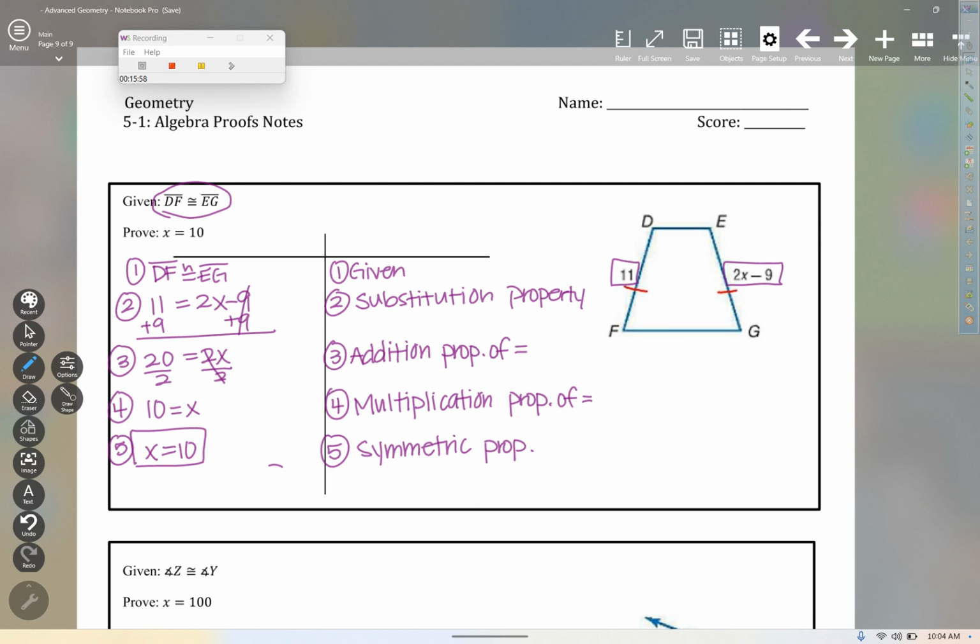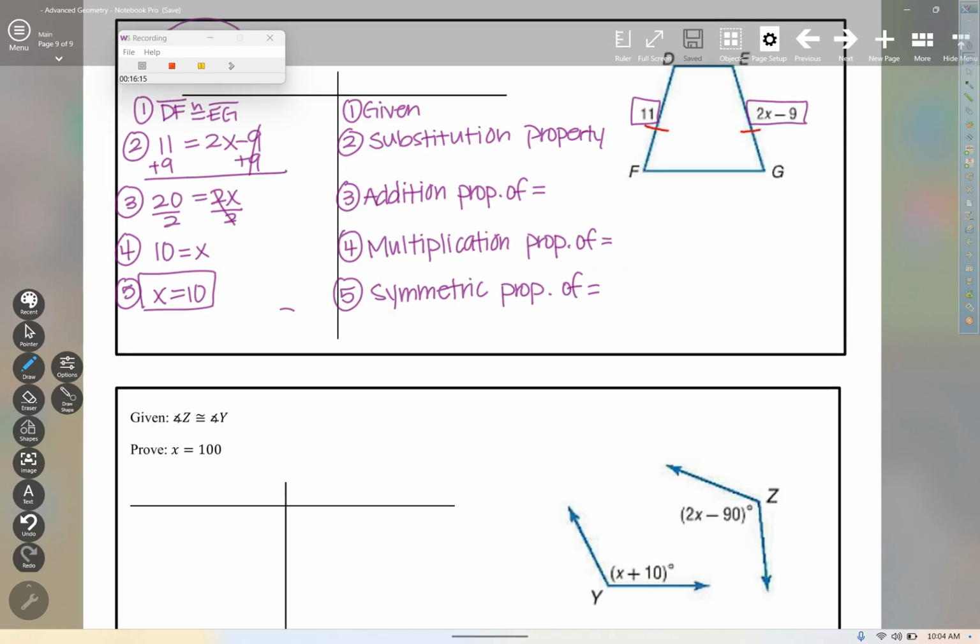And you guys will get like a cheat sheet of properties that you may use for your tests and your notes and any quiz or anything you might have. So don't be concerned if you have to memorize all those properties. You will have a bank of properties for all of those homework assignments and tests.